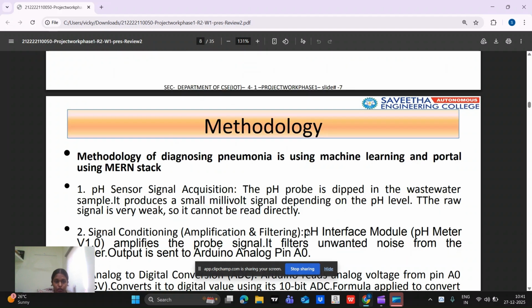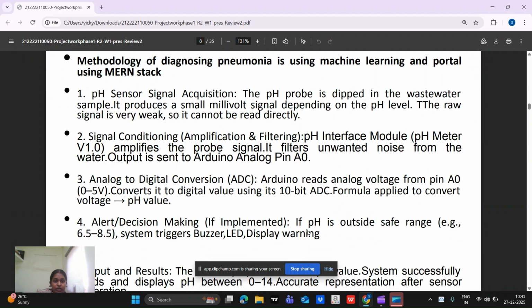Let's get into our methodology. First step, pH sensor and signal acquisition. The pH probe is dipped in the wastewater sample. It produces a small millivolt signal depending on the pH level. The raw signal is very weak, so it cannot be read directly. Signal conditioning, amplification and filtering: the pH interface module, pH meter V1.0, amplifies the probe signal and filters unwanted noise from the water. Output is sent to Arduino analog pin A0.